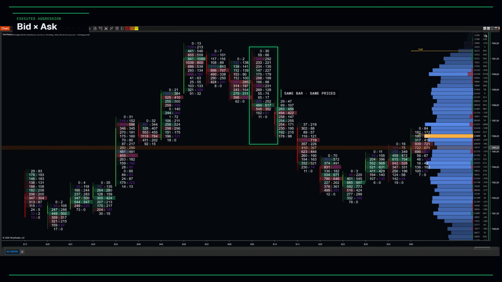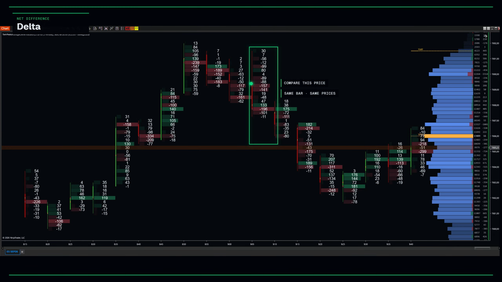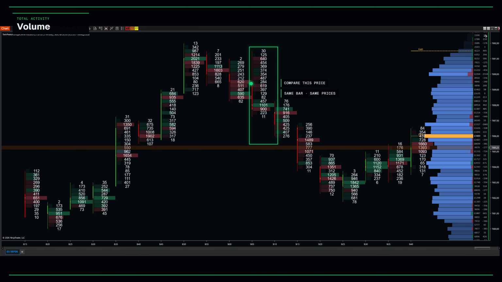Now the bars, time, and zoom stay fixed while only the lens changes. Bid by ask shows where aggressive buyers and sellers executed. It is the detailed view for comparing both sides at one price. Delta compresses them into a net difference, so directional pressure becomes faster to scan. Volume shows total activity and helps us see acceptance, even when buying and selling are balanced. Trades counts executions, which helps separate many small prints from fewer larger ones.